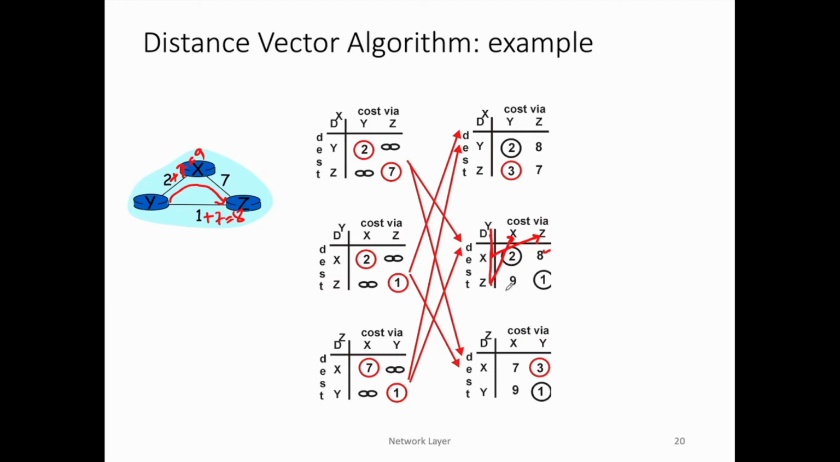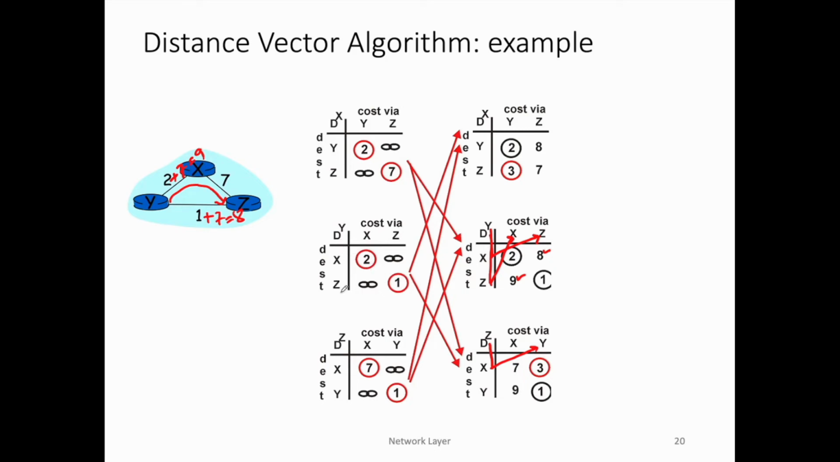So using the same equation that we have discussed in the previous slide, we will calculate this cost. And obviously, this is again not the least cost, okay? Because 1 is the least cost. And what is happening here in the table of Z? Here we have this update, that is the cost to reach from Z to X via Y. So this means this message is coming from Y. So what's the situation in Y? There are two entries here.